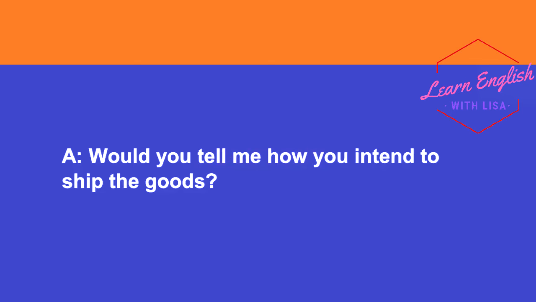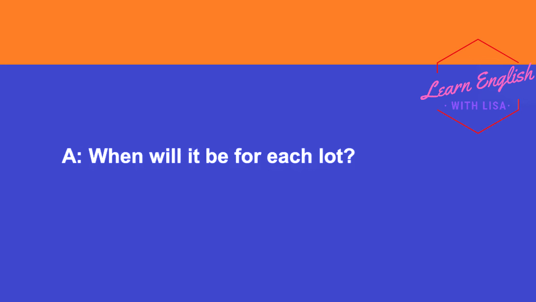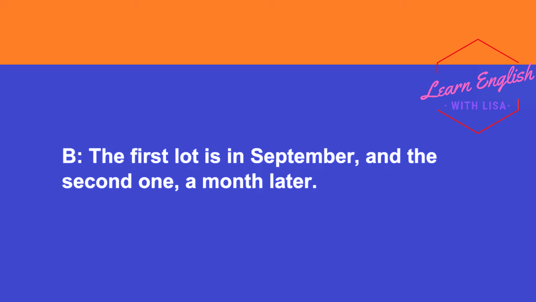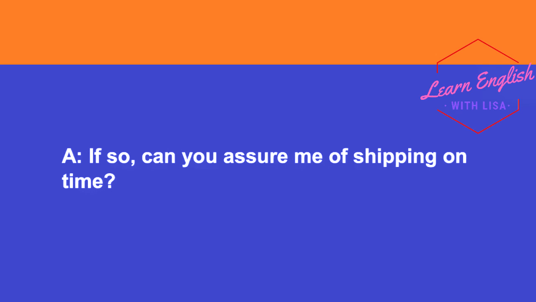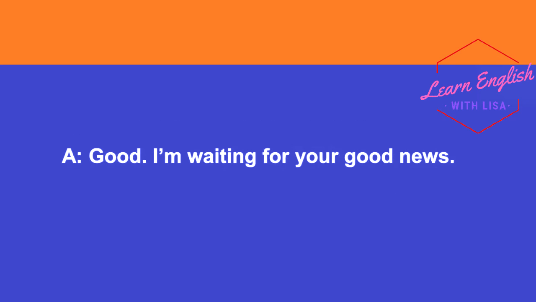Dialog 1. Would you tell me how you intend to ship the goods? To make it easier for us to get the goods ready, we're willing to ship them in 2 lots. When will it be for each lot? The first lot is in September, and the second one a month later. If so, can you assure me of shipping on time? Of course. We assure you that shipment will be made before September 30th. As soon as shipping space is booked, we shall advise you of the name of the ship. Good. I'm waiting for your good news.